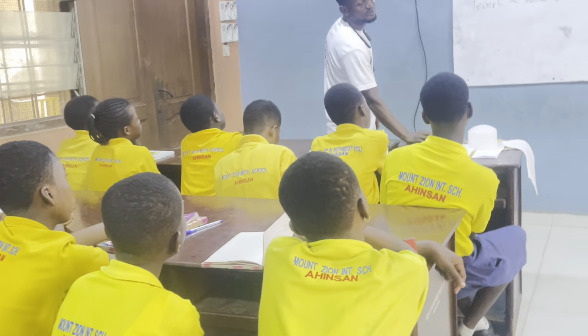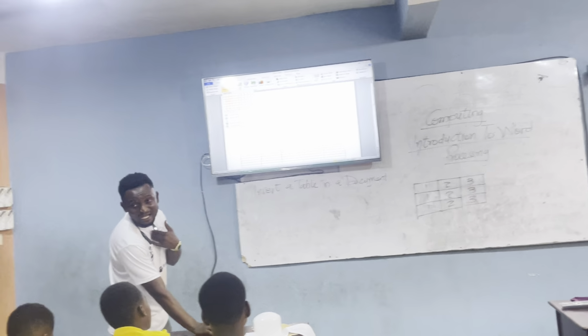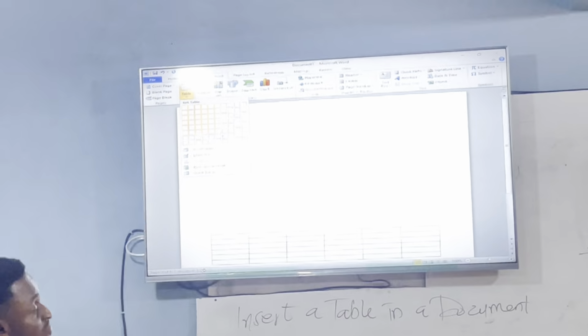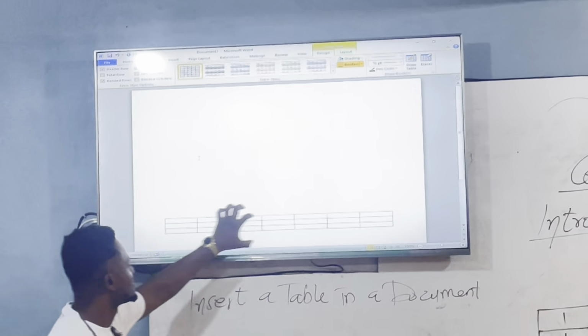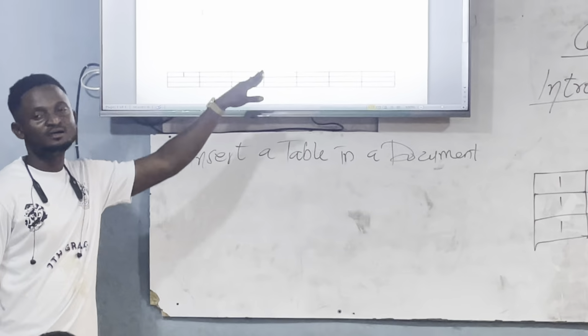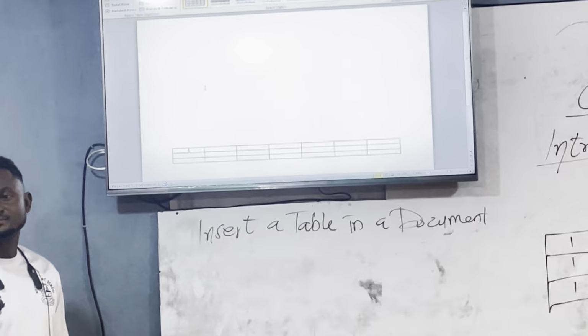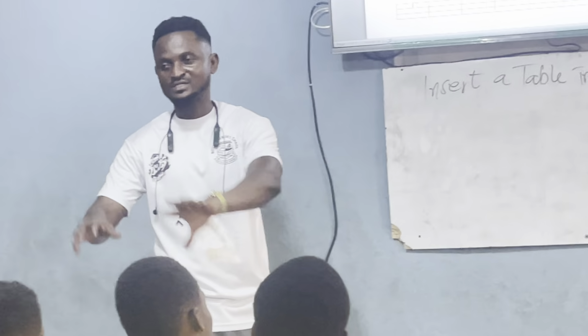And I'm hovering to select the number of rows and columns I desire. Okay. So this is where the table is, because the insertion point was here. Obviously, so this is how to insert a table into a document.